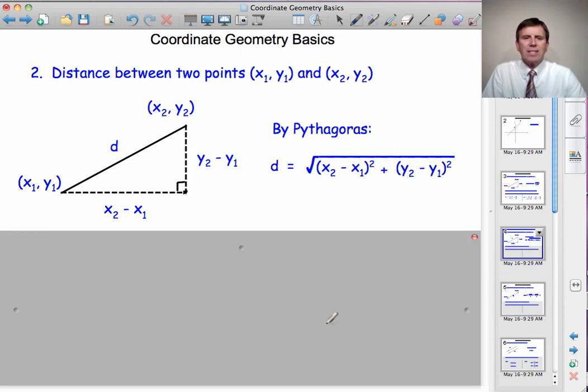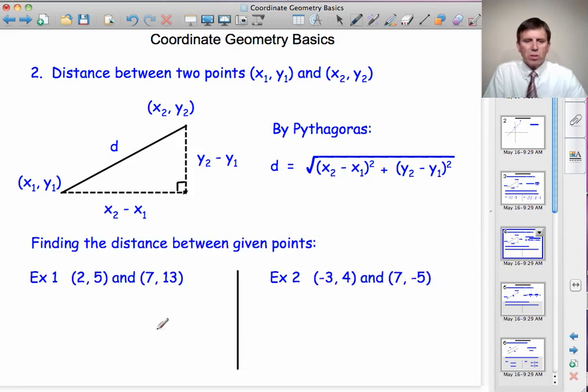Moving on now, let's look at the distance between 2 points, x1, y1 and x2, y2. The same diagram, but this time we're just applying Pythagoras. If we want this distance, this length squared plus this length squared is equal to the hypotenuse squared. So we simply find d by taking the square root of this length squared plus this length squared. And that is shown in this formula here. The distance is the square root of the difference in the x-coordinate squared plus the difference in the y-coordinate squared.